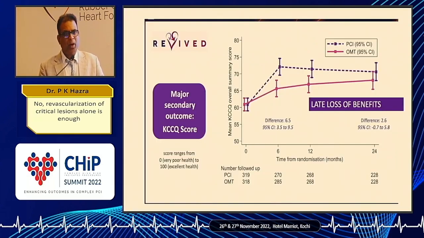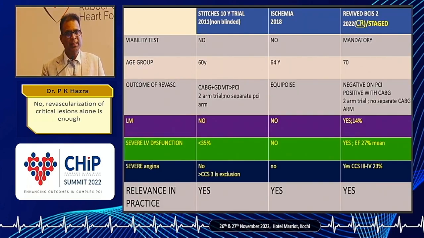So quality of life is important. There is a net loss. Initially you gain, but ultimately you lose. So these are the basic differences between these 3 trials: STITCHES, ISCHEMIA, REVIVE.